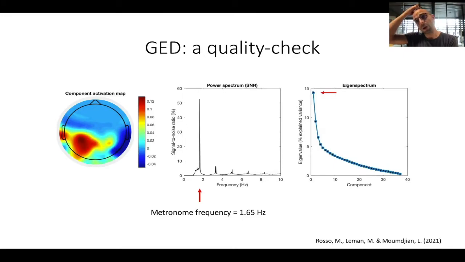Finally, among the whole set of eigenvectors extracted via the decomposition, we selected the one associated with the highest eigenvalue. And the eigenspectrum that you see is particularly desirable. It's a good sign of the outcome of the source separation.